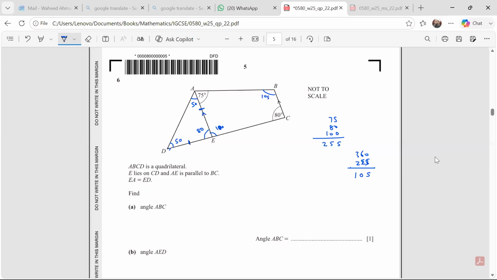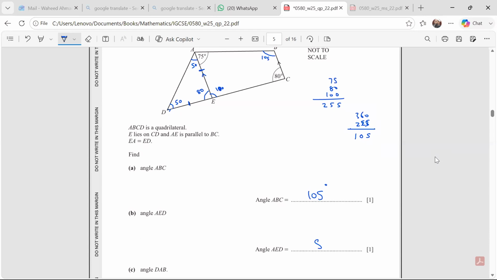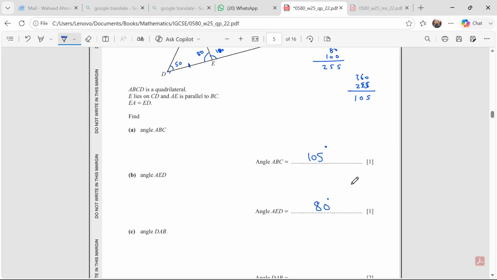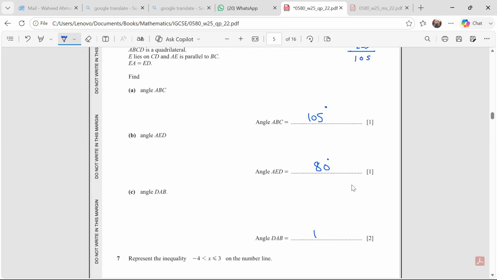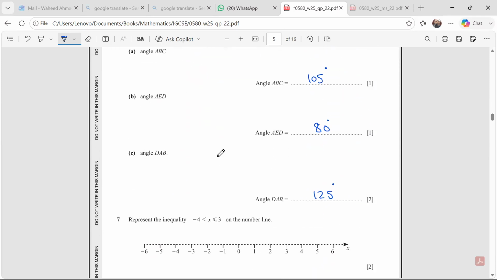Okay, now angle ABC, we just found it. It is 105 degrees. Angle AED is 80 degrees because these two lines are parallel. Remember, this is parallel to this one, so this angle has to be equal to this one. Now angle DAB. This is a total of 75 plus 50, which is 125. So this angle is 125. Okay, I hope everything is clear in this question.